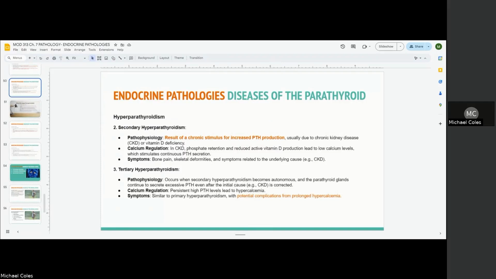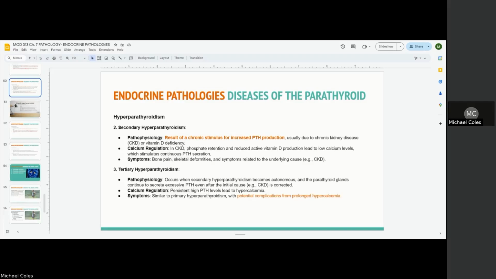Then we have secondary hyperparathyroidism, right? So this is going to be the chronic stage. This continues to happen. And then you get chronic kidney disease because the kidney cannot keep up with its production. Okay, then if it can't do its job and you can't produce vitamin D, then you're going to have lower calcium levels, and then it's just going to cause all these symptoms, deformities, because the bones can't get what they need to rebuild properly, right?